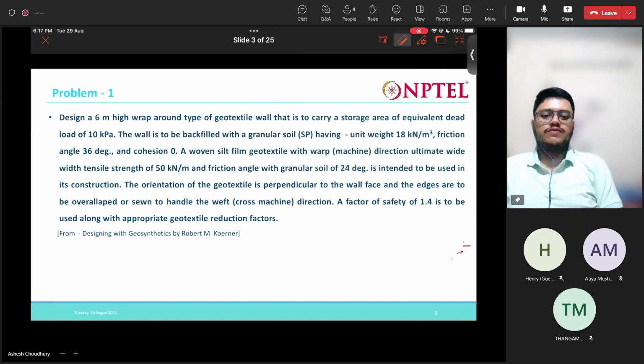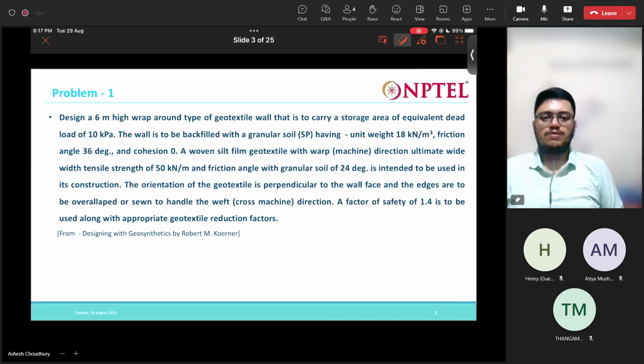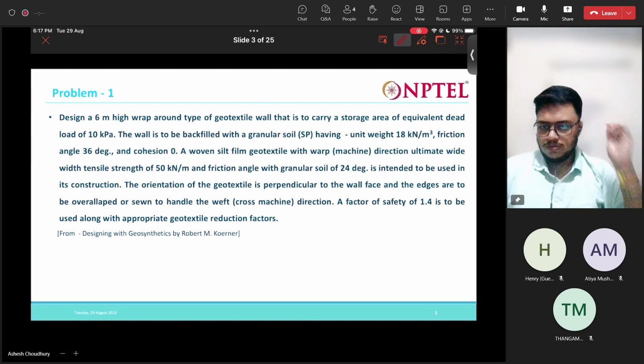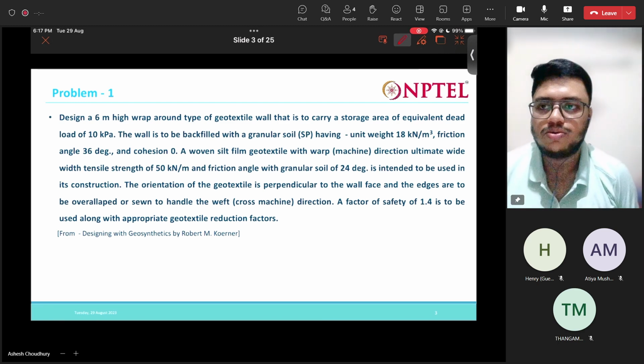A factor of safety of 1.4 is to be used along with the appropriate geotextile reduction factor. Where we use this factor of safety of 1.4, we will see while we solve it. So let us start solving step by step, slowly.